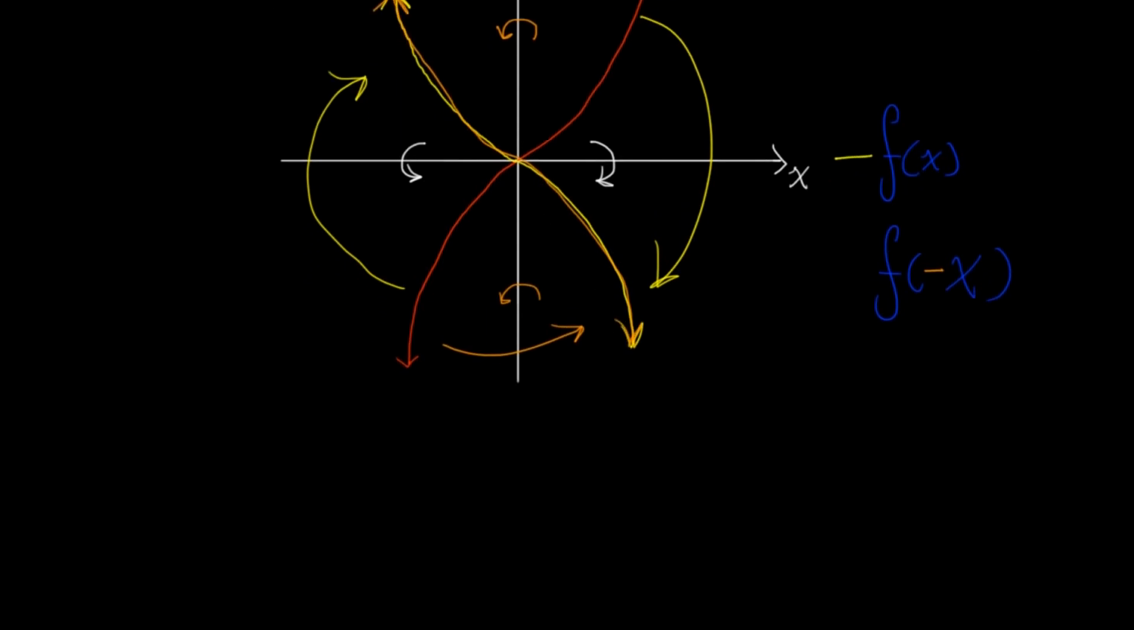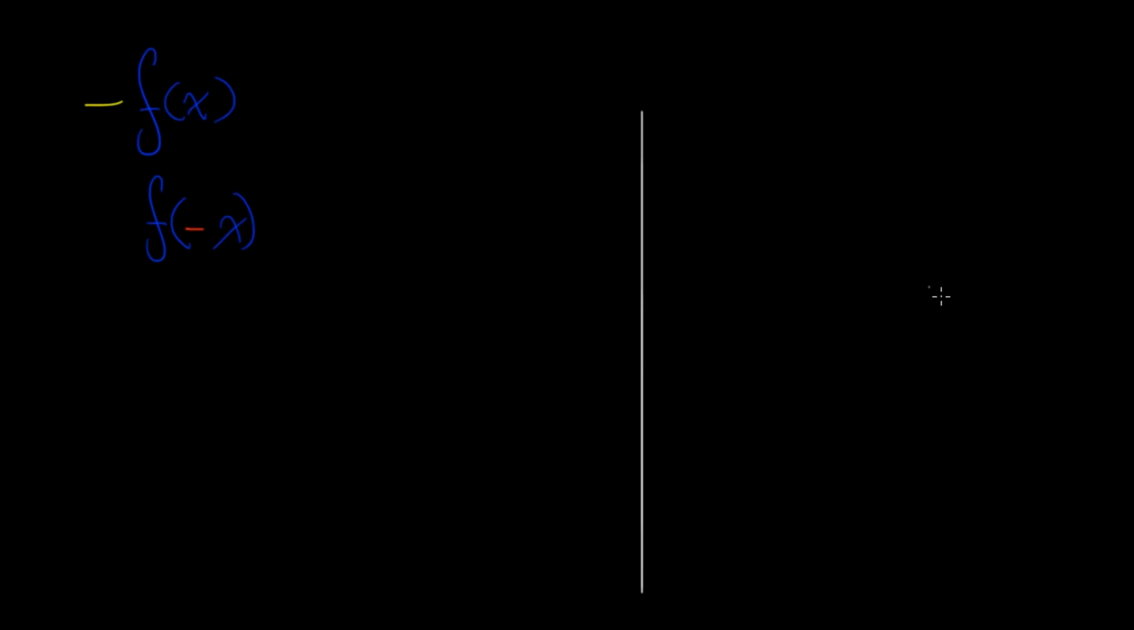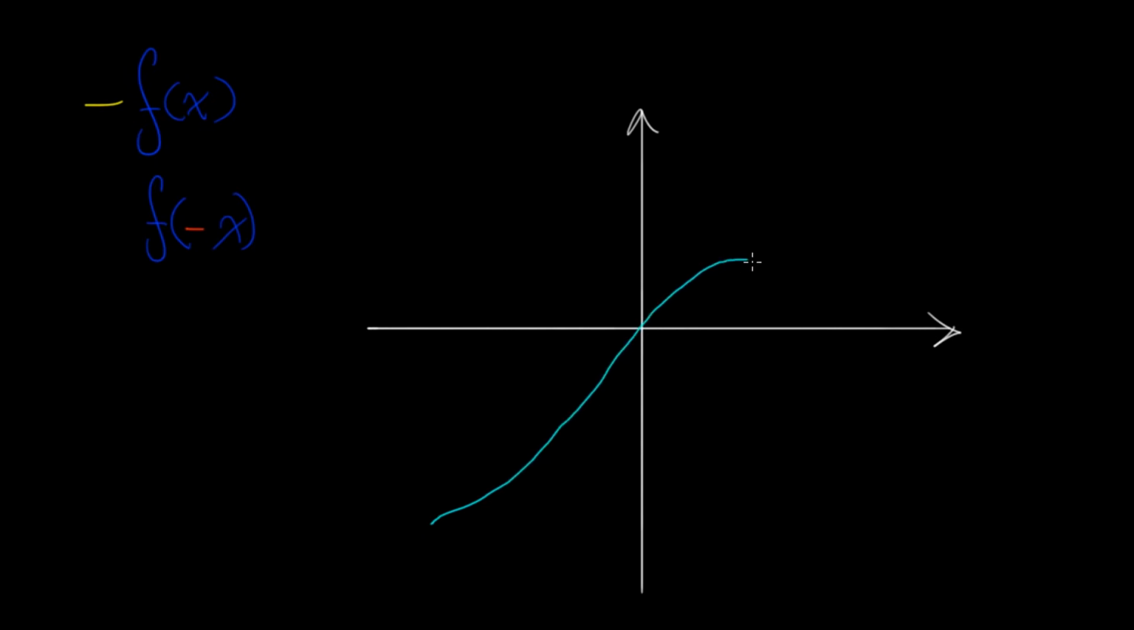So let me do a better function. So we know that this is a flip around the x-axis, and this is a flip around the y, I'll do it in red, axis. Oops, that's still blue. There. Okay, so here's a coordinate plane, and I'm just going to draw a random graph. So sure, kind of looks like a really fancy N.